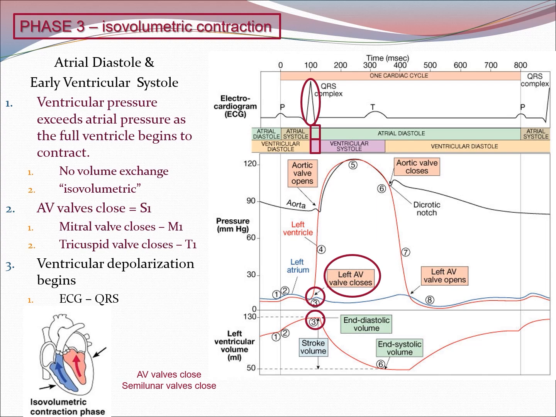During the time period between the closure of the AV valves and the opening of the aortic and pulmonic valves, ventricular pressure will rise rapidly because of this change in its geometry without any change in ventricular volume, so no ejection has occurred yet. Ventricular volume does not change because all of the valves are closed during this phase, and therefore contraction is said to be isovolumetric. So there's no exchange of volume at this time. And the QRS represents the ventricular depolarization, basically the onset of this phase.